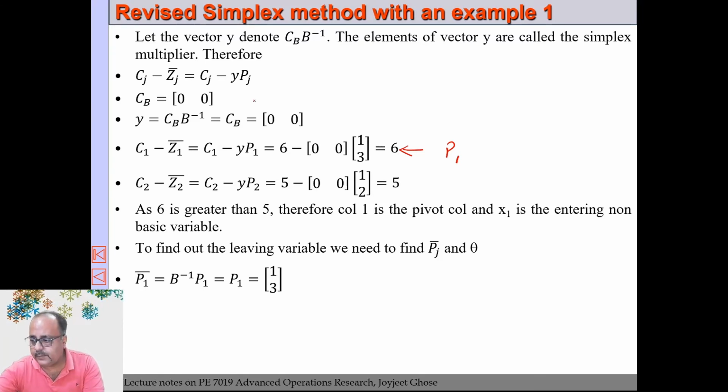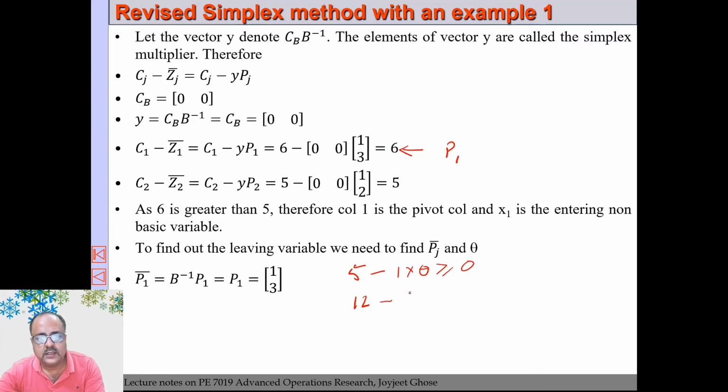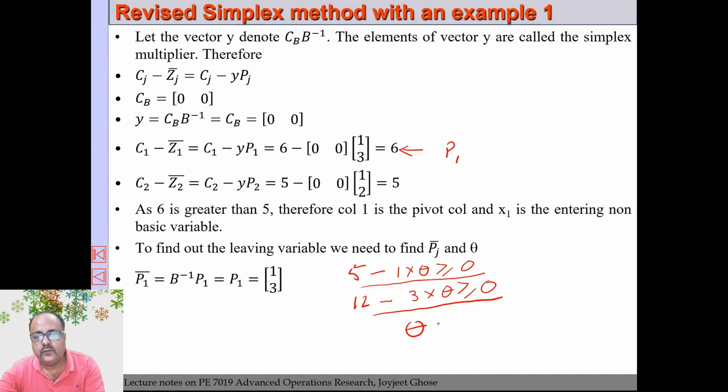So now here my initial solution was, if I remember it correctly, 5 and 12. x3 is equal to 5 and x4 is equal to 12. Now we have to find out 5 minus 1 into theta greater than or equal to 0 and 12 minus 3 into theta greater than or equal to 0. Out of these two equations, whichever gives me the minimum value of theta will be the value of theta. So here theta is equal to 5 and theta is equal to 4. So the value of theta is 4.